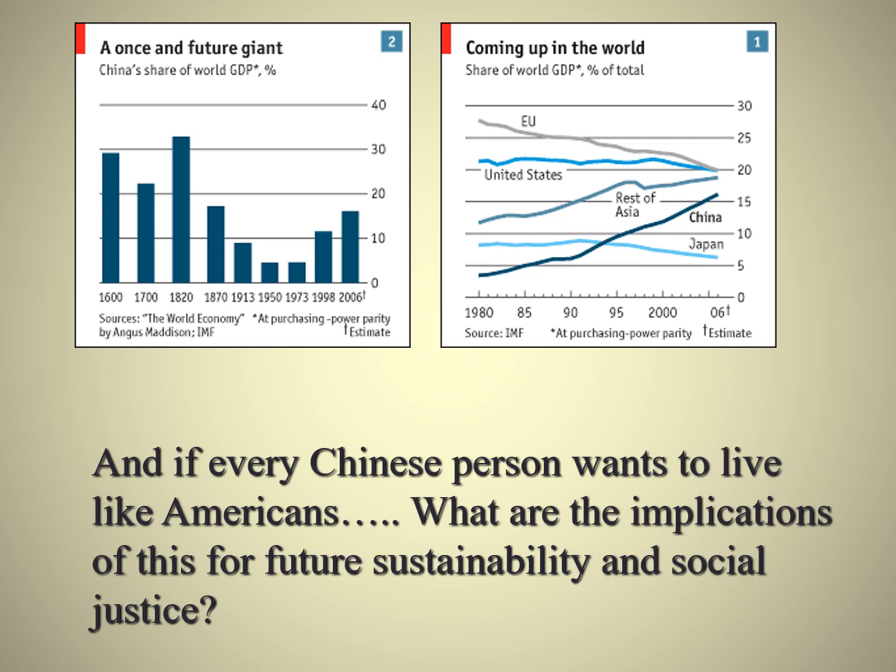Think China, think India. And if every Chinese person wants to live like Americans, and people want to eat more meat, they want to sleep on beds, all these different things. What are the implications of this for future sustainability and social justice if other countries start to consume at the levels that we are consuming?